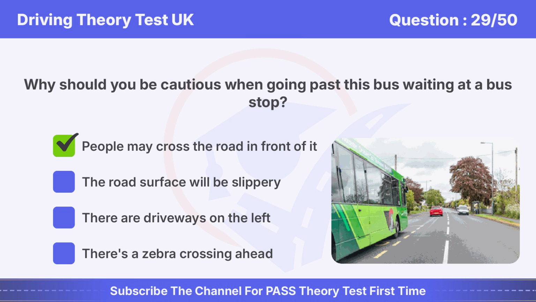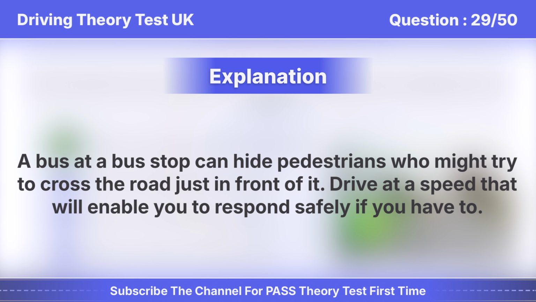Answer is A. People may cross the road in front of it. A bus at a bus stop can hide pedestrians who might try to cross the road just in front of it. Drive at a speed that will enable you to respond safely if you have to.